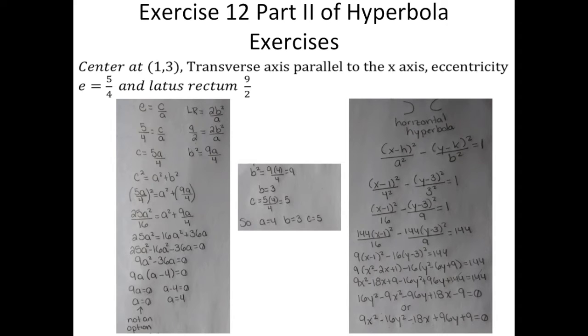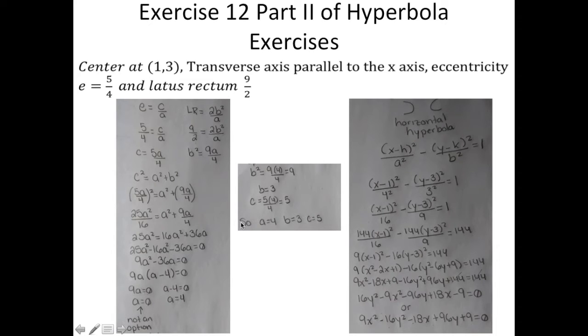I'm going to explain exercise 12 from the exercises of hyperbola. The problem asks you to find the general equation of the hyperbola whose center is at (1, 3), whose transverse axis is parallel to the x-axis, whose eccentricity is 5/4, and which has a latus rectum of 9/2.